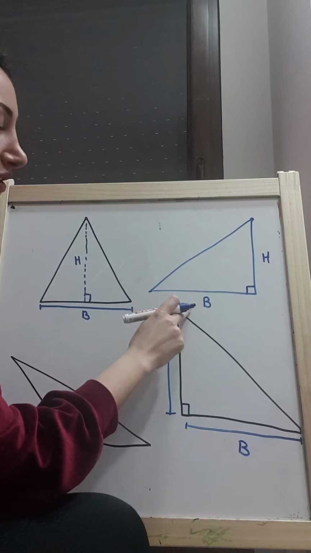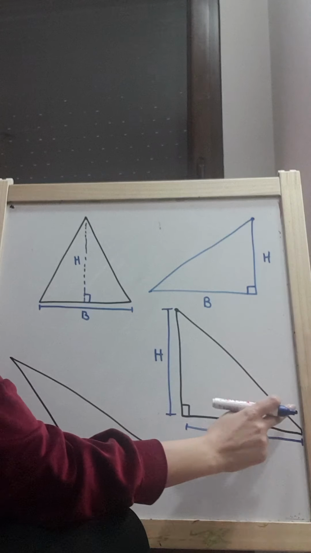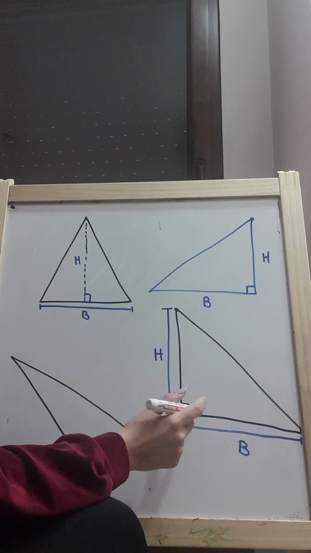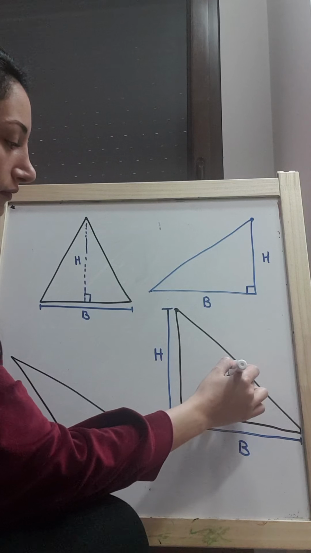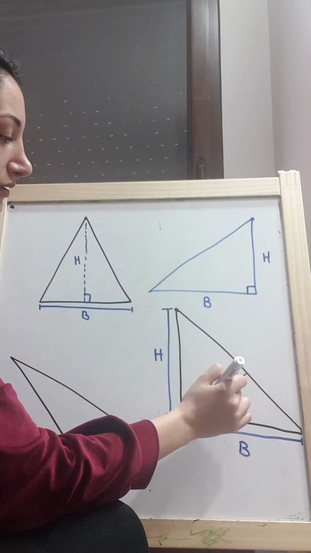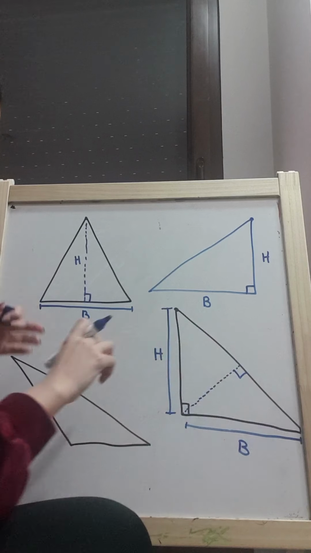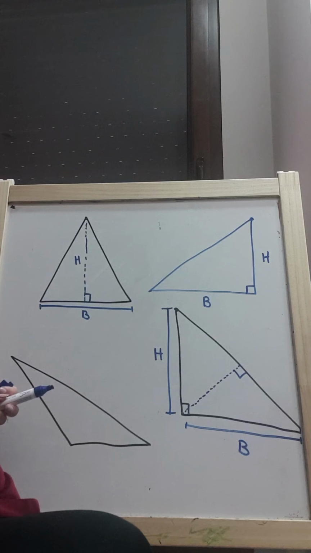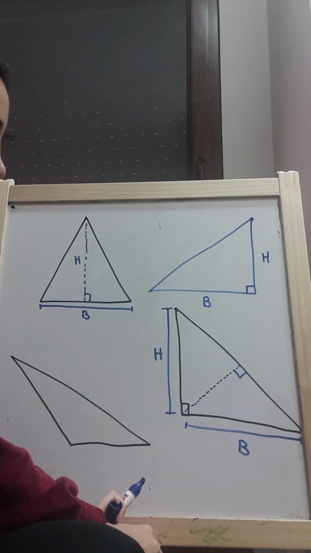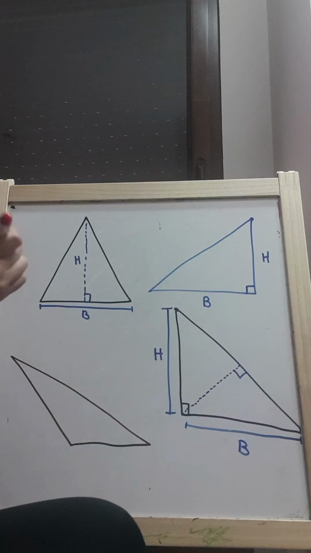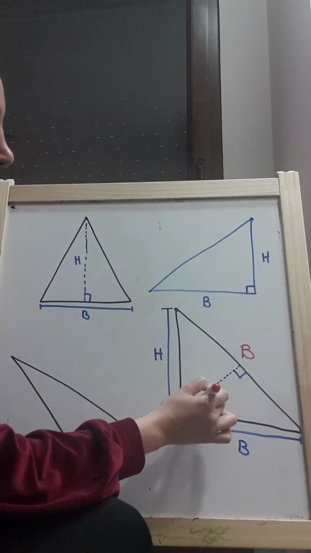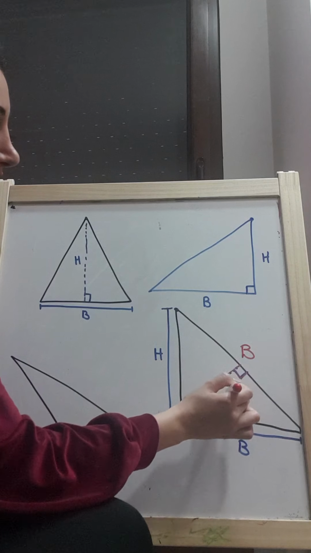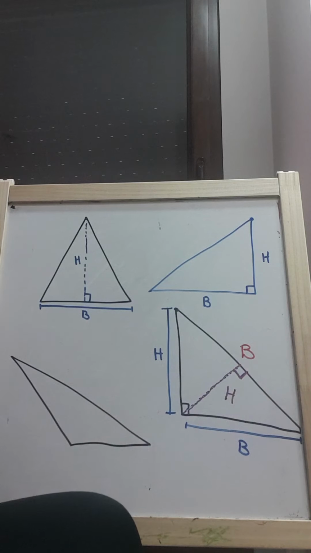However, if you choose this to be the base, you look at the opposite vertex and draw a line that is perpendicular. In this case, this is the base. Let me use another color. In this case, this is the base, and this is its corresponding height. Now I think things are more clear.